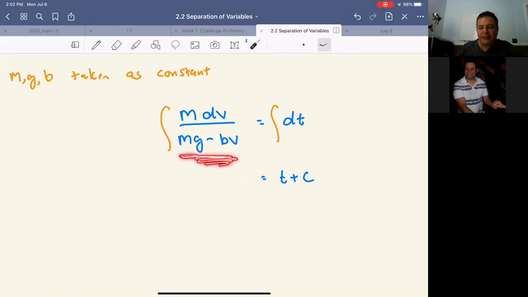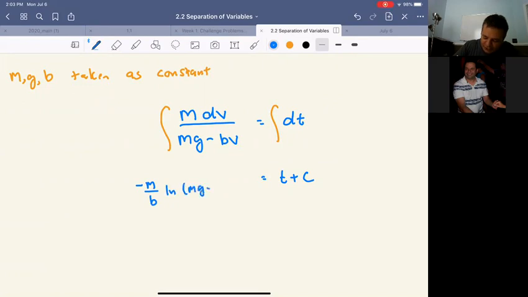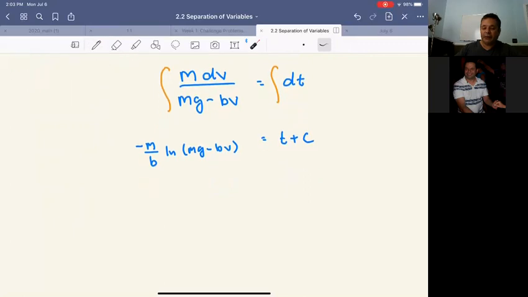U is mg minus bv, so you're going to have m du over u divided by negative b. So your integral is going to be negative m over b, natural log of mg minus bv. And I don't worry about the c. The c went on the side of the independent variable. Now the next question, can I solve for v?